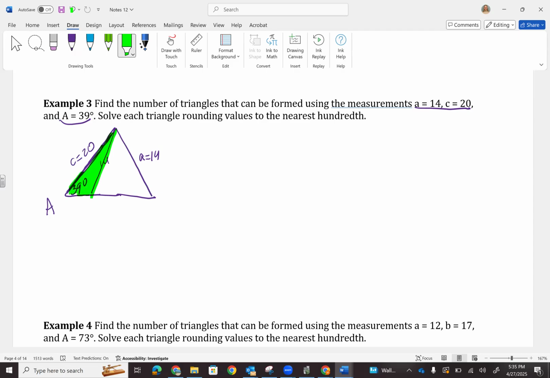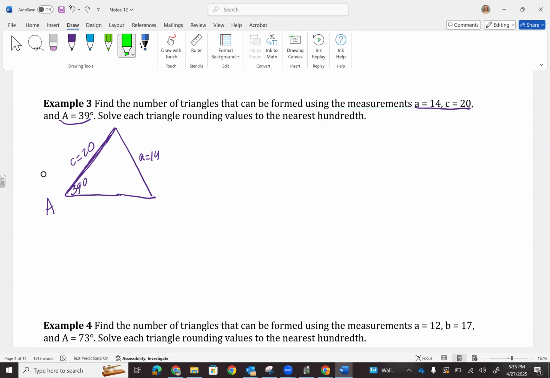So why? Because the length of the side across from the angle is smaller than the other side. And so let's take this here and let's solve our triangles. And some of you guys are like, I don't know if I can envision this. Okay, well, that's fine.